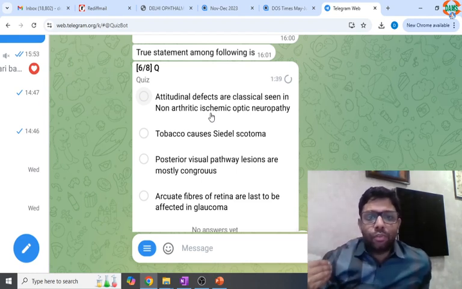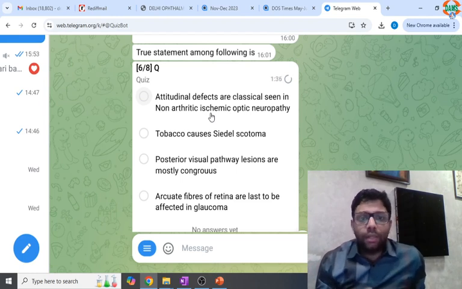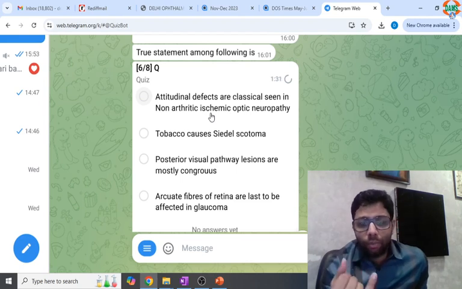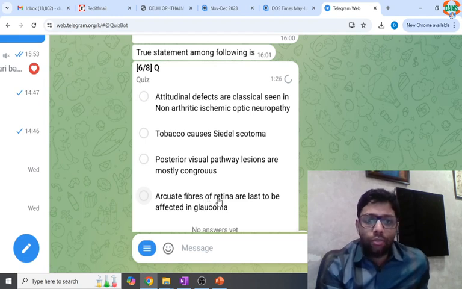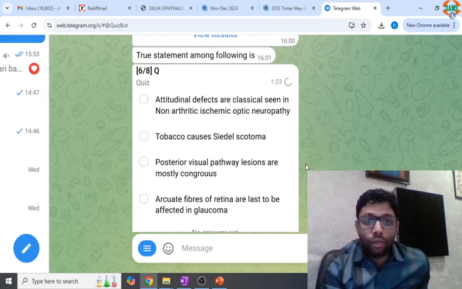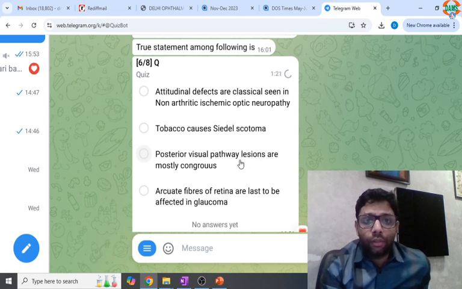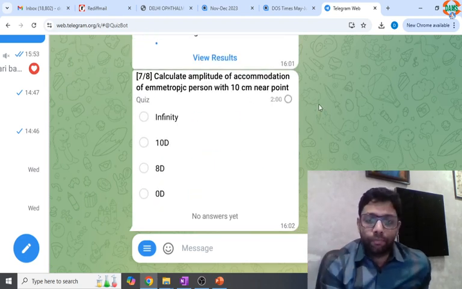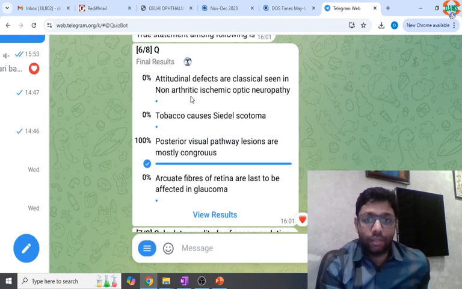As we go towards the posterior visual pathway, the lesions become more congruous, meaning symmetrical, because the fibers are very conjoined together. Incongruous can be seen in two conditions, like in optic tract and optic chiasma. And arcuate fibers are the last to be affected in glaucoma, that is false. So the true statement over here is, as we go towards the posterior visual pathway, it is more congruous. It should be non-arteritic, not arteritic. That's what is false. Tobacco causes centrocecal scotoma. Cecal scotoma is seen in glaucoma.